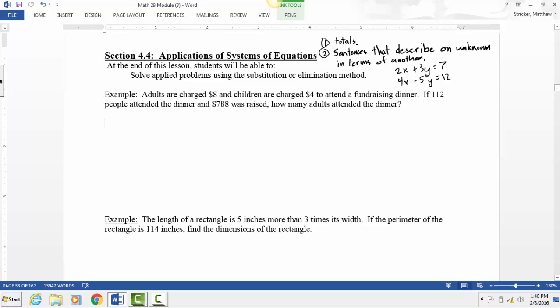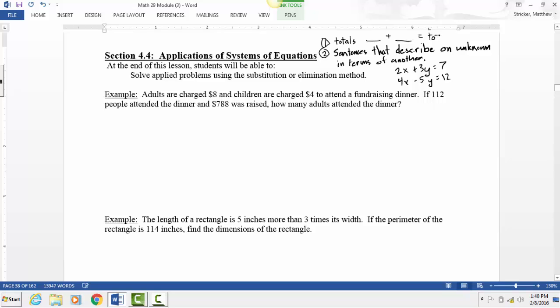And the first thing is totals. So it might say something like total cost or total weight or total perimeter or something like that. It's going to be some total, and in this case it's usually something plus something adds up to be some total.